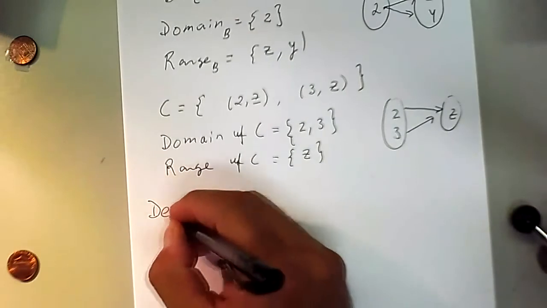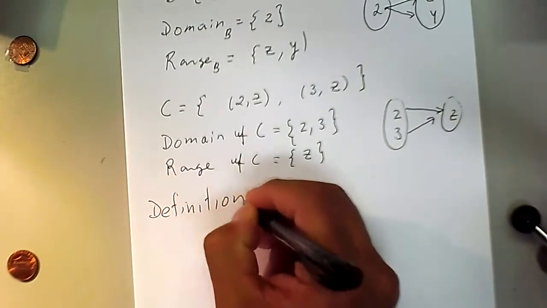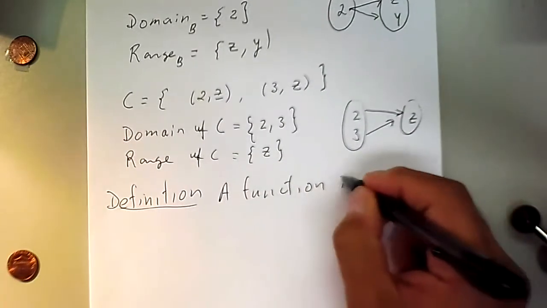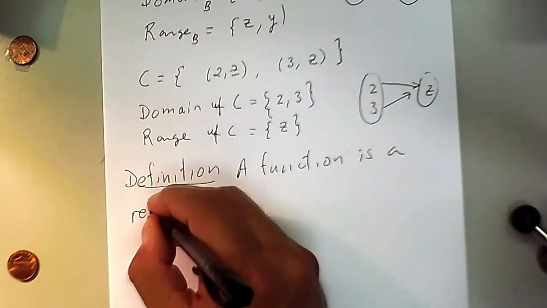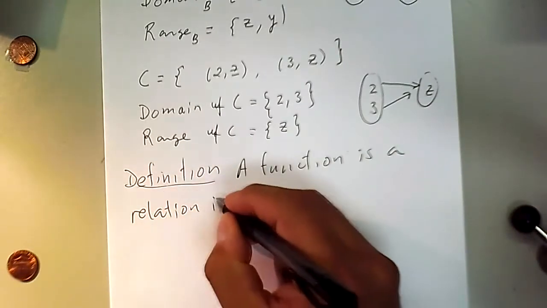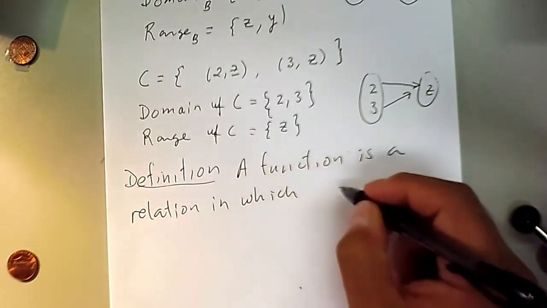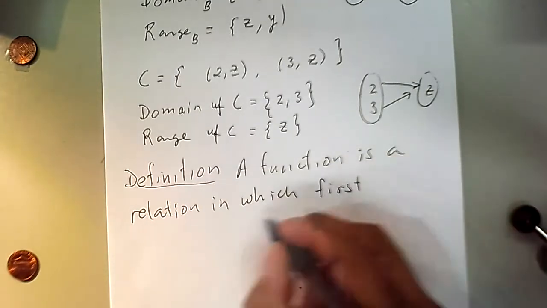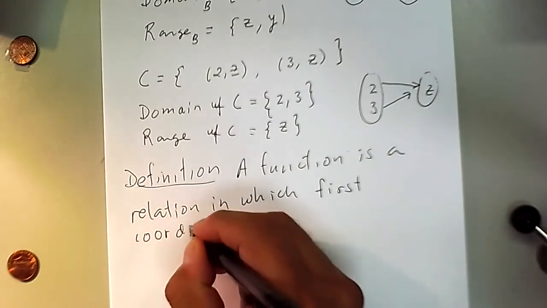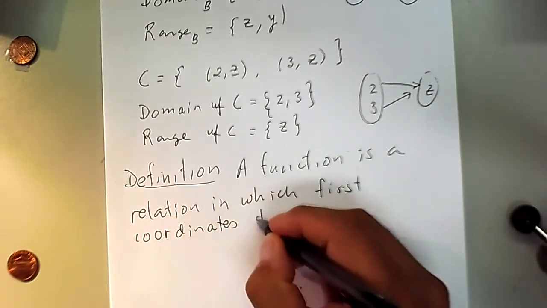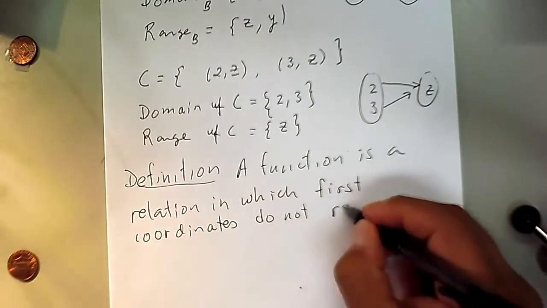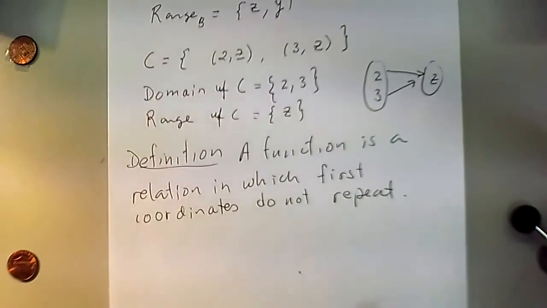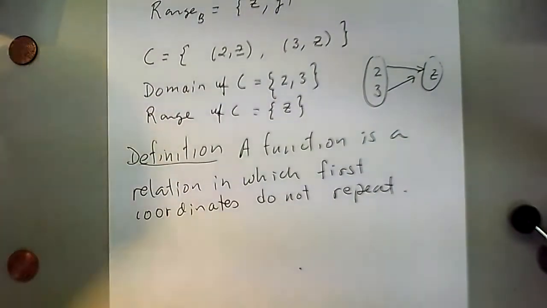So, definition: a function is a relation in which first coordinates do not repeat. There we go. That's it. As simple as that. First coordinates do not repeat.